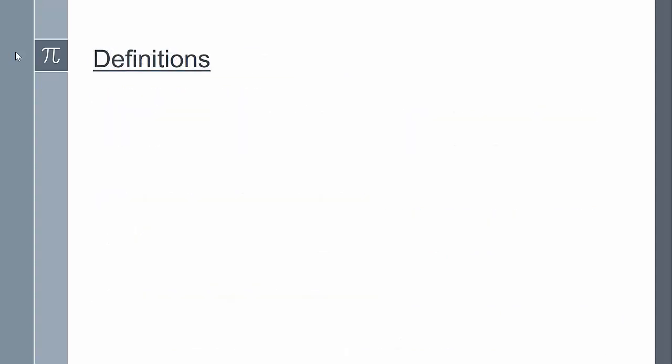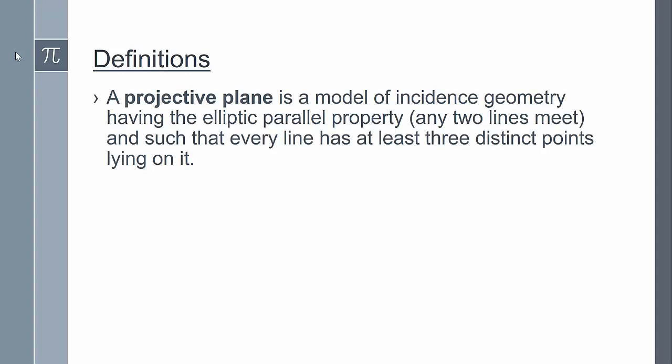First, let's start with some definitions. A projective plane is a model of incidence geometry, so it still satisfies the incidence axioms. It's an incidence geometry having the elliptic parallel property, so that every two lines meet. There are no parallel lines in this model. Further, we're going to stipulate that every line in a projective plane has at least three distinct points lying on it.